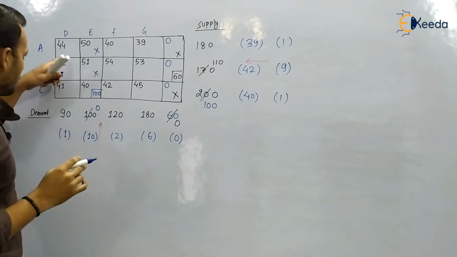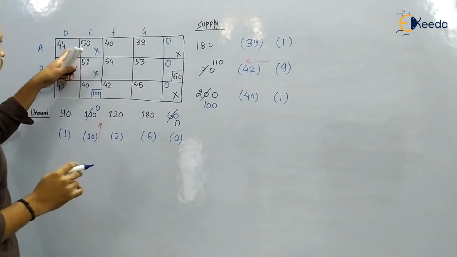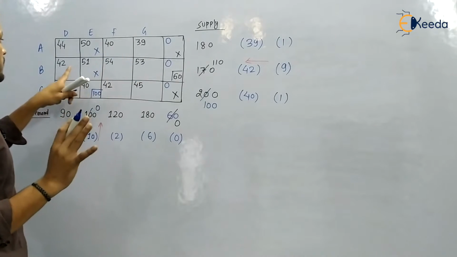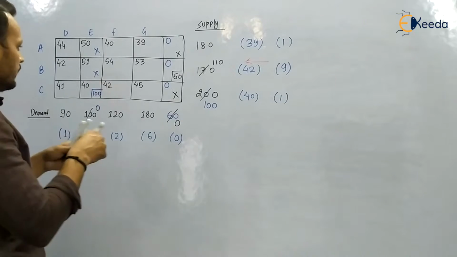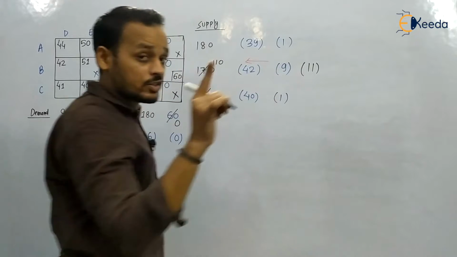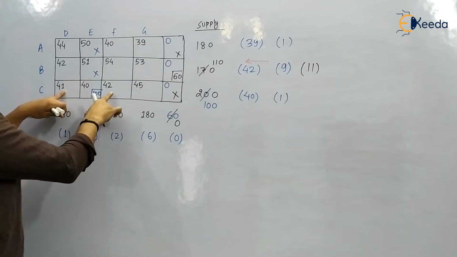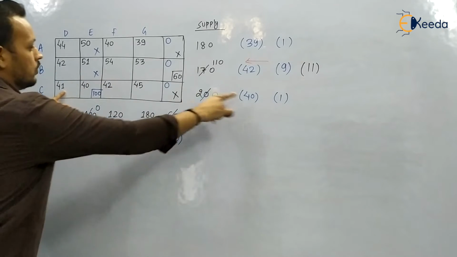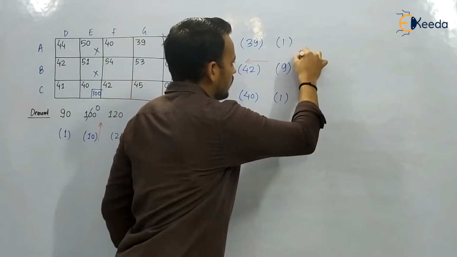Now again check. It will remain same. Now check here, 44, 40 and 39, it will remain same. Now 42 and 53, so now it is 11. The penalty is changing, so you have to check it. Now it is 41 and 42, so again it is 1. So now the highest penalty is 11.